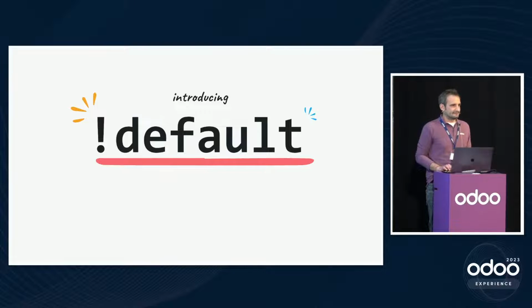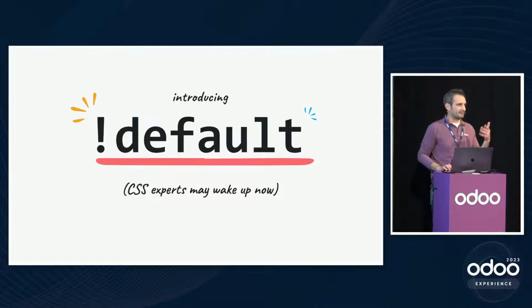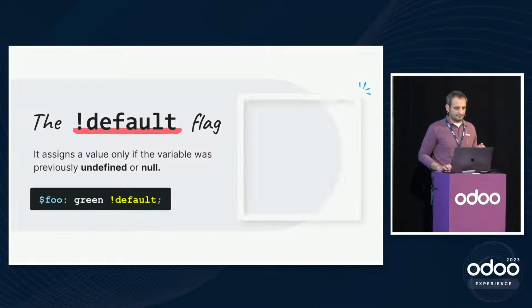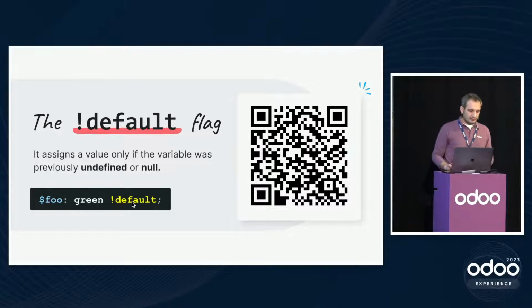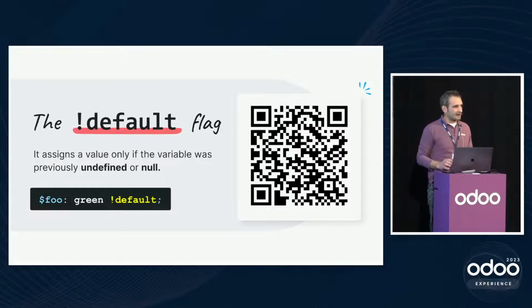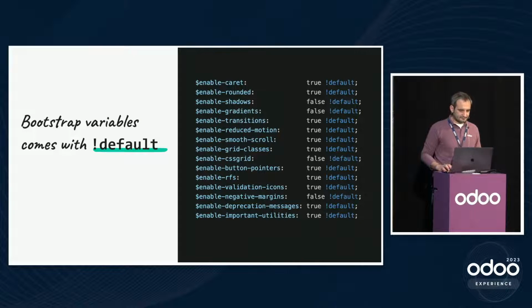Introducing default. Default is a standard Sass flag. CSS experts may wake up now. It looks like that. Basically, you define a variable, and then you add the default flag immediately afterward. What happens is that the value is assigned only if the variable was previously undefined or null. It doesn't make a lot of sense right now, but let's make an example. Actually, let's start by saying that all the Bootstrap variables come with default, by default, standard.